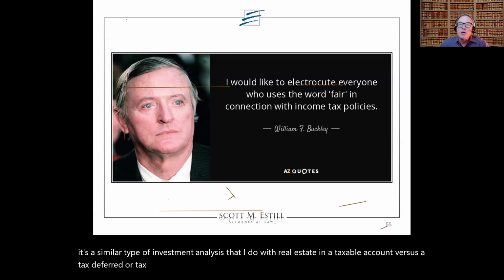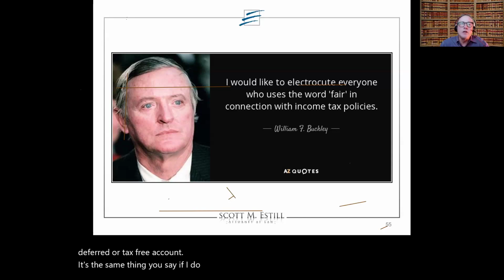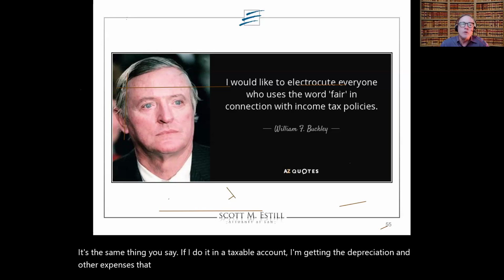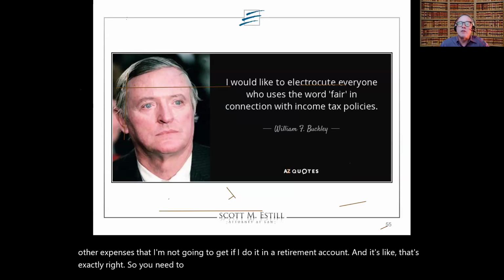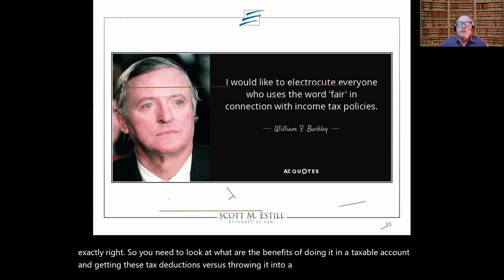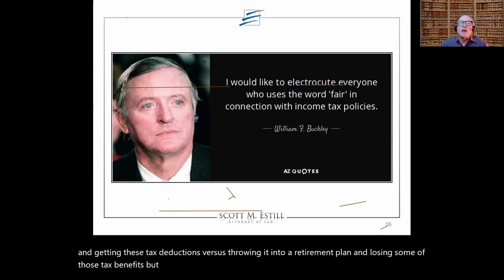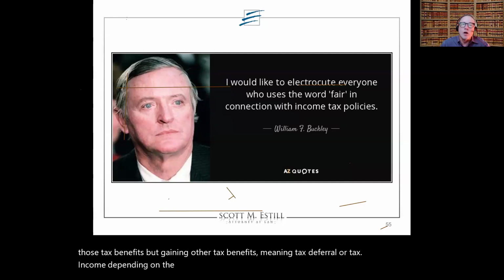It's the same thing. You say, well, if I do it in a taxable account, I'm getting the depreciation and other expenses that I'm not going to get if I do it in a retirement account. And that's exactly right. So you need to look at what are the benefits of doing it in a taxable account and getting these tax deductions versus throwing it into a retirement plan and losing some of those tax benefits, but gaining other tax benefits, meaning tax deferral or tax-free income, depending on the type of retirement plan, right? Roth versus traditional. So those are excellent questions.